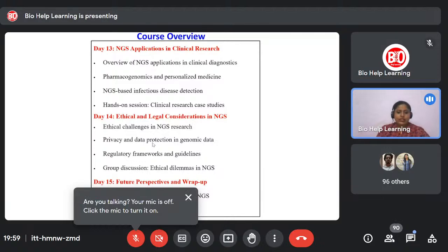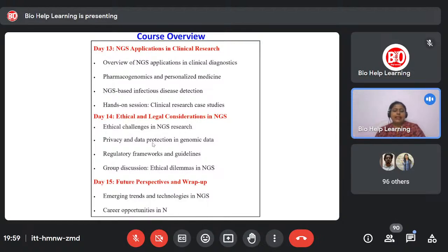On day 14, I will brief about the NGS data analysis steps, guidelines, doubts, any concern, any question, any query. And on day 15, there is a closing session for this course. I hope you all have a clear concept of NGS data analysis, and of which work you want to do in the field of NGS data analysis. So this is all about the 15 days program run by BioHelp Learning.